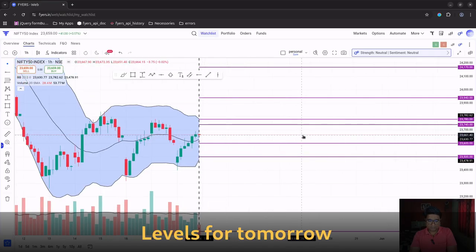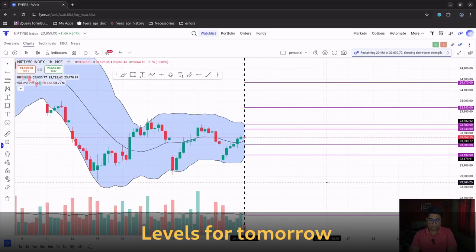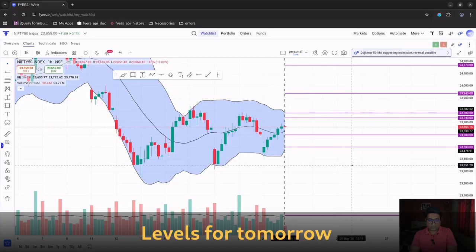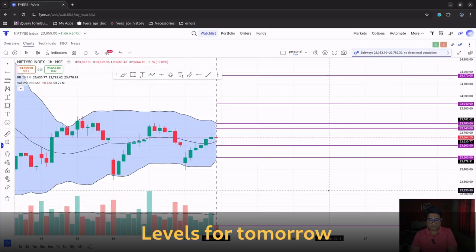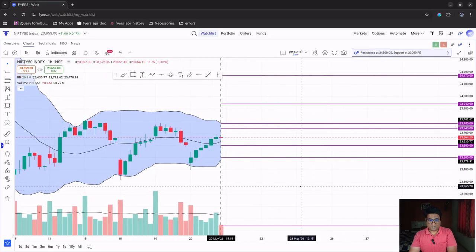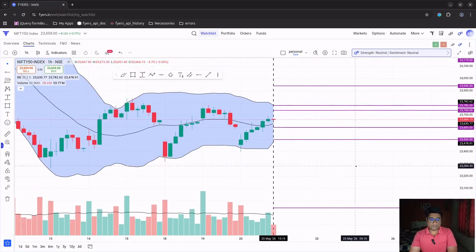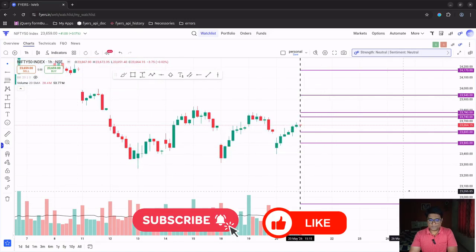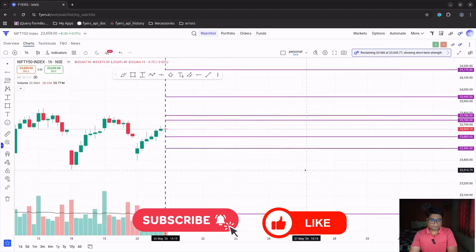We are not here to predict whether price will go up or go down. As I've been telling you, we have to be ready with what-if analysis. If price breaks above, what are the resistances or targets, and if it breaks below, what are the supports or targets. That's what we are going to do. So let's see how these levels pan out tomorrow.